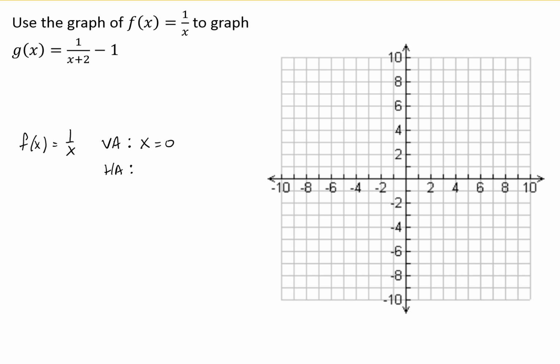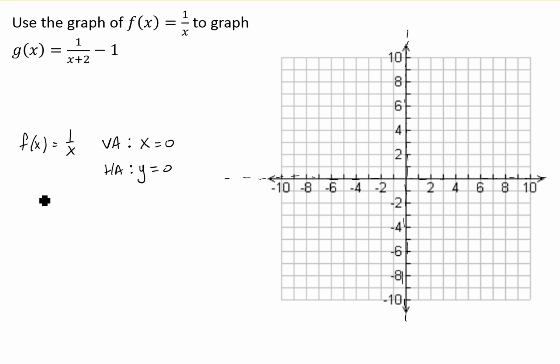The horizontal asymptote we can find by looking at the degrees of the top and bottom. The degree of the top is 0 since it does not have a variable component, and the degree of the bottom is 1. So the degree of the top is less than the degree of the bottom. That means the horizontal asymptote is the line y equals 0. x equals 0, that's the y-axis, and so that's our vertical asymptote. And y equals 0, that's the x-axis.